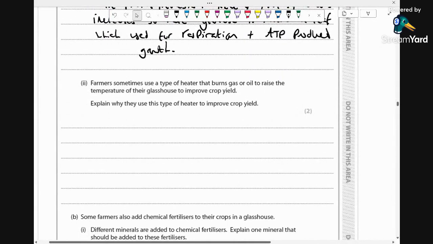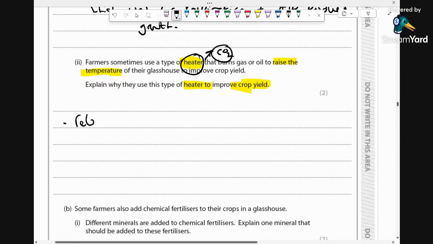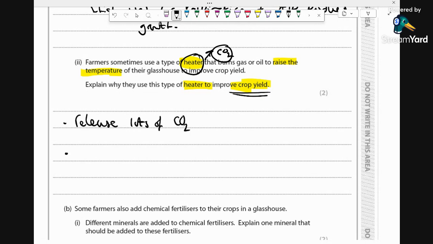Farmers sometimes use a type of heater that burns gas or oil. Okay, so we use a heater to raise the temperature. Explain why you use this type of heater to improve the yield. So this links back to the sort of oil and gas heaters we talked about, which is that these produce lots of carbon dioxide as a result. So I'm going to say that these heaters release lots of carbon dioxide as a kind of byproduct. And of course, why is that important for the yield? It's because carbon dioxide is needed as a substrate for photosynthesis.